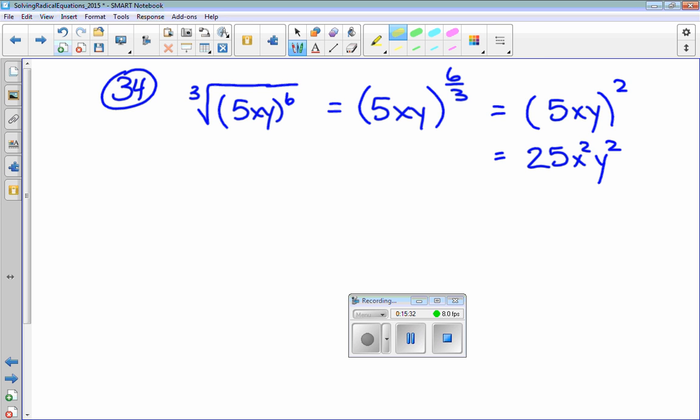So these fractional exponents, you should be able to convert back and forth between them. Sometimes you need to put it in exponential form in order to be able to combine them.